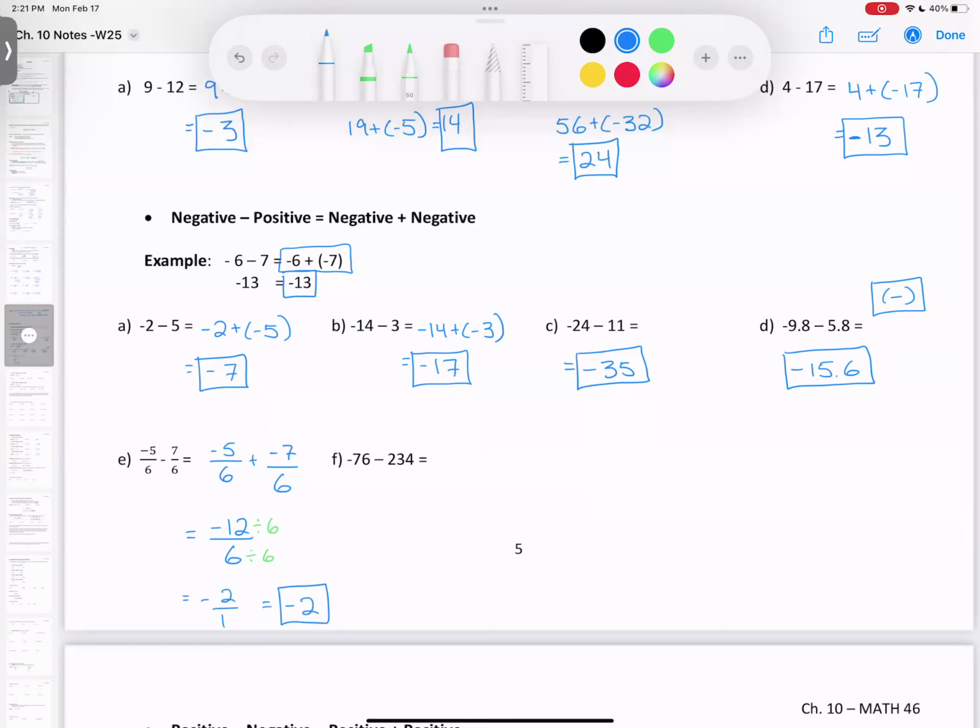Okay, and last one there, negative 76 minus 234. I'm going to do that one on my calculator. So negative symbol, 76, and then subtract 234, and I get negative 310.